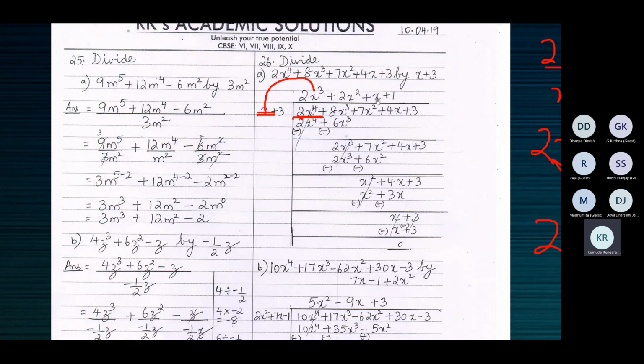Now again multiply x with x plus 3. You're multiplying x with the divisor, x plus 3. So x into x is x squared. x to the power 1 into x to the power 1, 1 plus 1, 2. x into 3 is 3x.